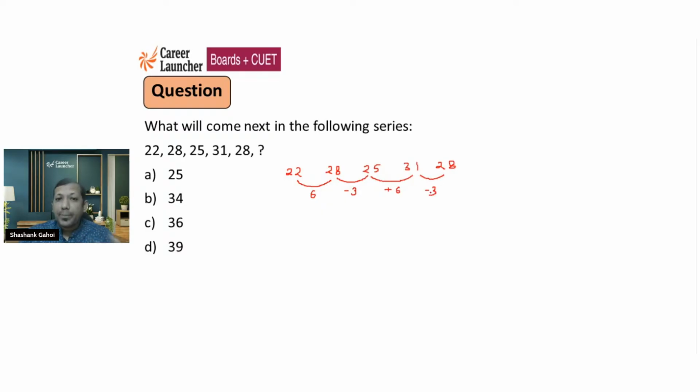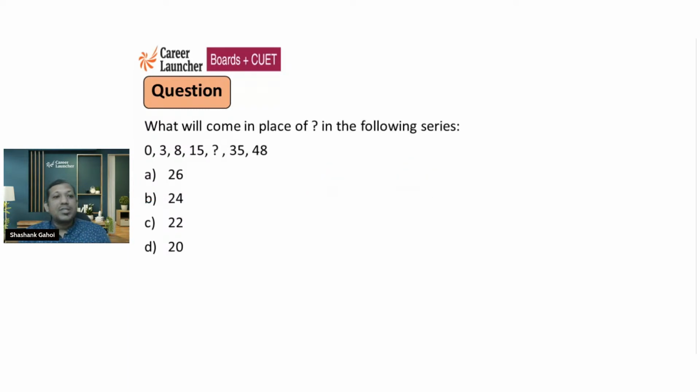So what should happen to the next number? The next number should be increased by 6. So the next number that we are looking for should be 34, and that's going to be our option B. This is how we can get the answer very quickly. Whenever you see this kind of question, always check the difference, and you are there. Now let's look at the next question.